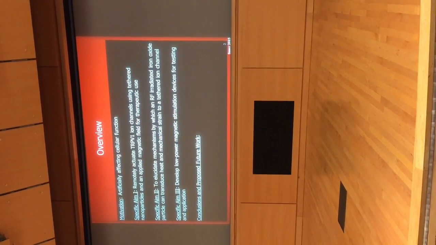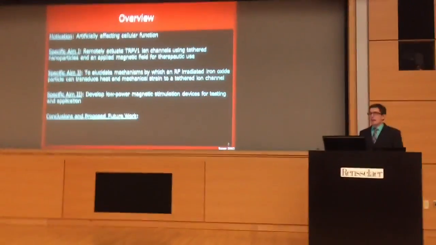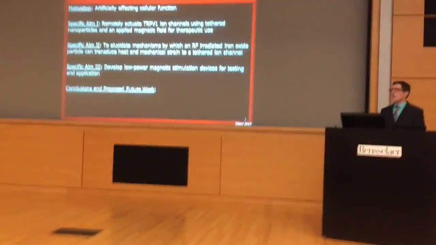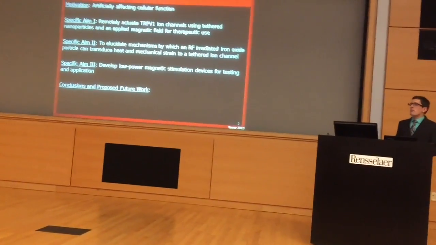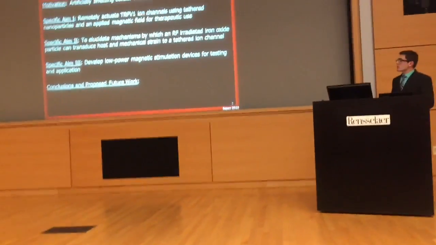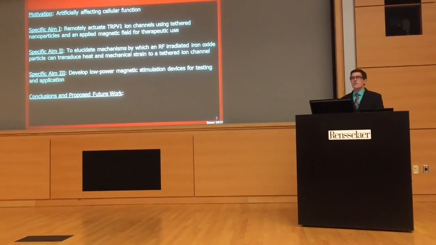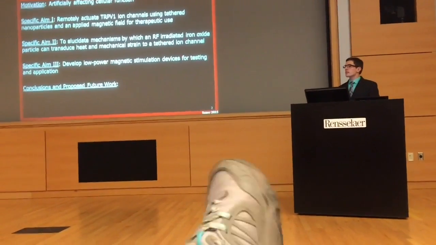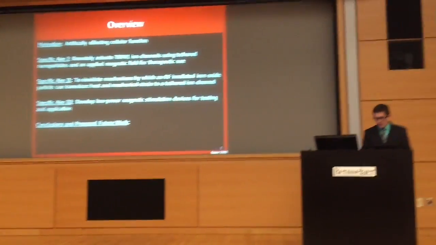A quick overview of my talk. I want to motivate the work I'm going to be talking about, and that is artificially affecting cellular function through three specific aims. The first, remotely actuating TRPV1 ion channel using a tethered nanoparticle and applied magnetic field. In specific aim 2, I'll discuss the mechanism by which magnetic fields can interact with iron oxide nanoparticles to cause ion channel opening. And then in specific aim 3, I'll discuss development of low power, low cost magnetic stimulation devices to power the technology that we've developed. And then in the end, conclude with some proposed future work.